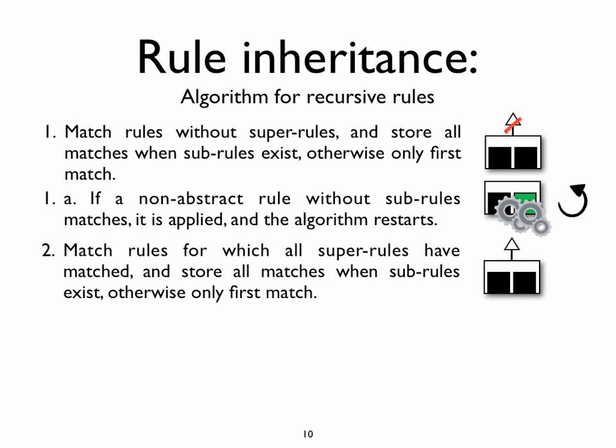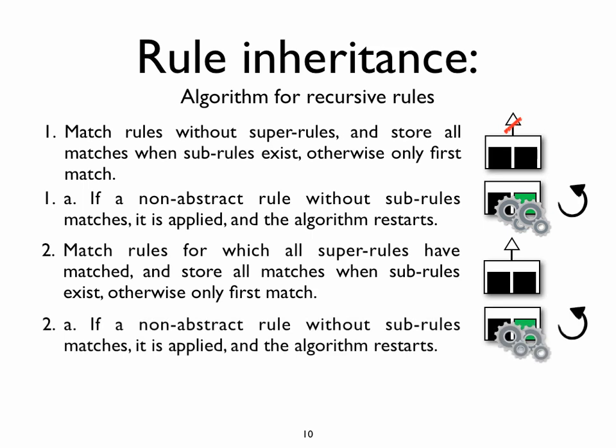And we again store all the matches when more subrules exist. Otherwise, if we find a leaf rule, we store the first match and we do the same thing. We apply that rule and we restart the entire algorithm. Now we keep on doing step 2 until we've processed all the rules.